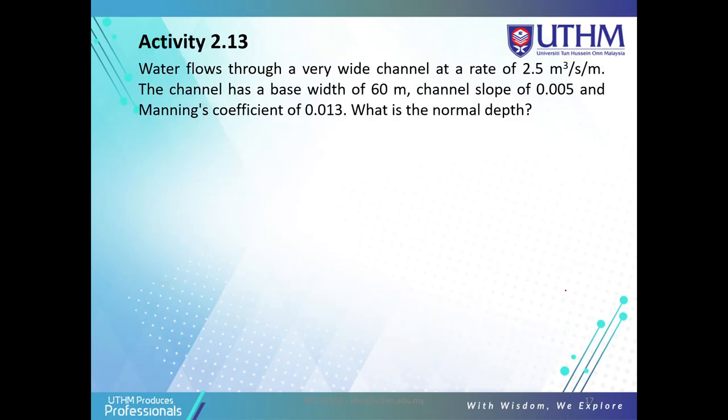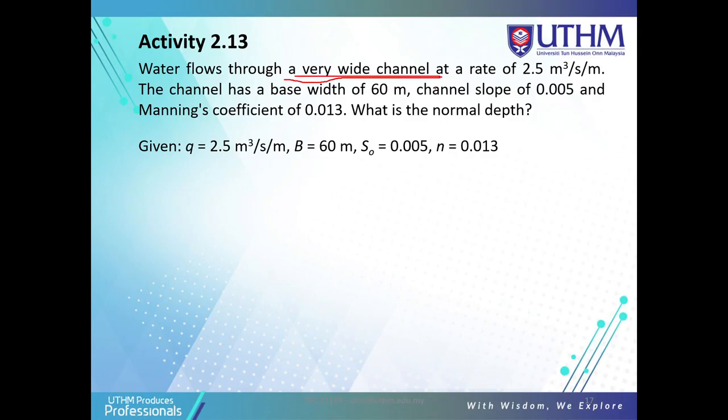Look at activity 2.13. Water flows through a very wide channel. You must understand the text in this question. If it mentions a very wide channel, automatically they use the rectangular channel. Water flows through a very wide channel at a rate of 2.5 meter cube per second. The channel has a base width of 60 meter, channel slope of 0.005 and Manning coefficient of 0.013. What is the normal depth? So this is to find the normal depth, using the very wide channel, so we use the rectangular channel.